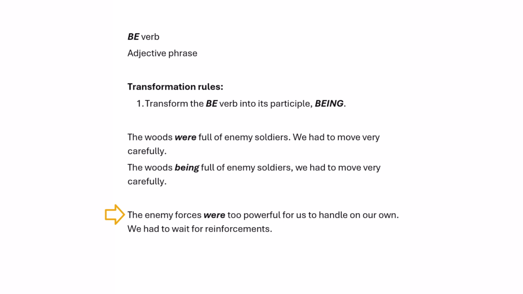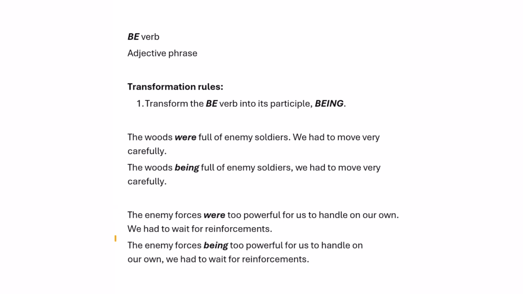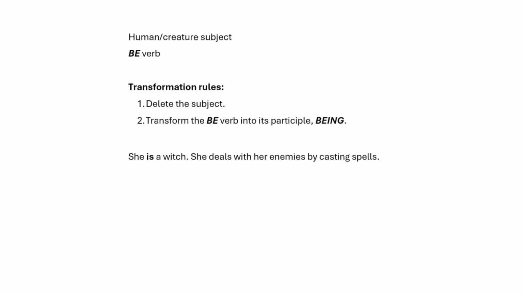The enemy forces were too powerful for us to handle on our own. We had to wait for reinforcements. The enemy forces being too powerful for us to handle on our own, we had to wait for reinforcements. These examples have a human or creature subject followed by a subject complement after the be verb. Use the participle of the be verb, which is being. So the transformation rules are, number 1, delete the subject if it's a subject complement situation. 2, transform the be verb to being.